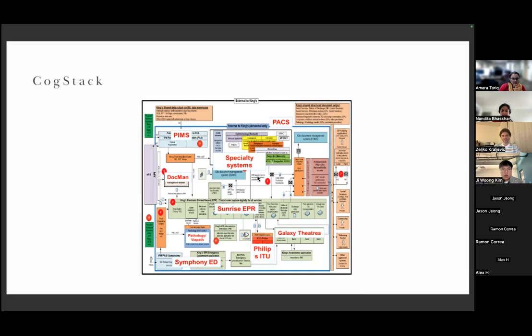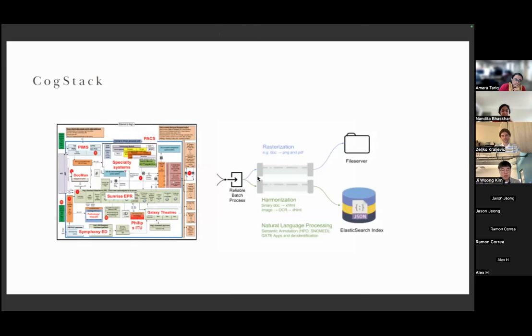And accessing these is very hard because there is no one point of entry where you can access all the data and where you can say, okay, I have the patient ID, patient 7, I want all the data for that patient. Basically impossible. So what we have done is we have created a system called CogStack.